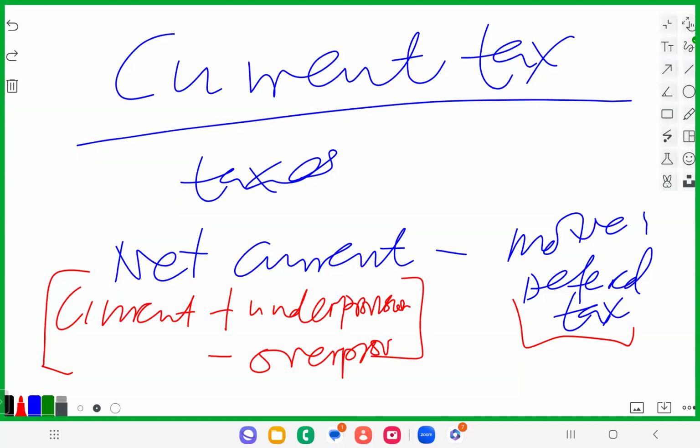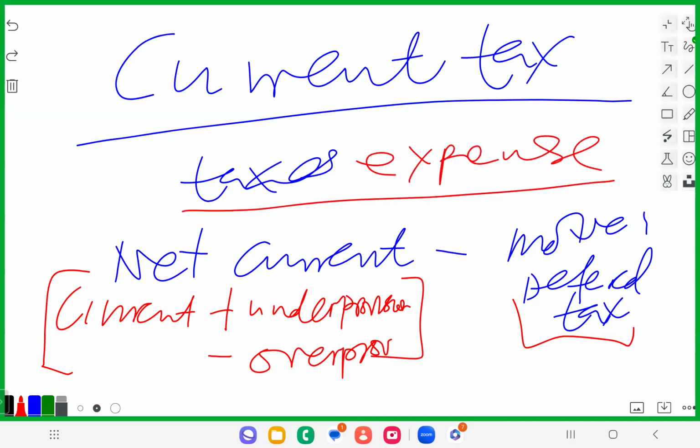That figure, the net current tax, you should deduct the movements in the deferred tax. If the movements lead to an addition, you add the movements depending on the sign. And that is the tax expense that you're going to report in the statement of profit and loss.